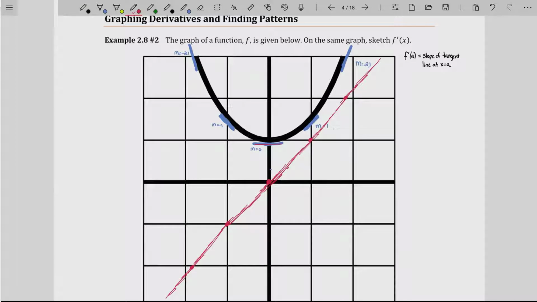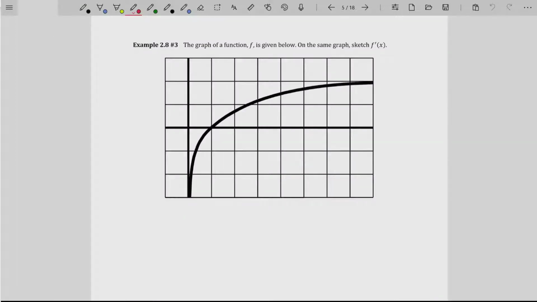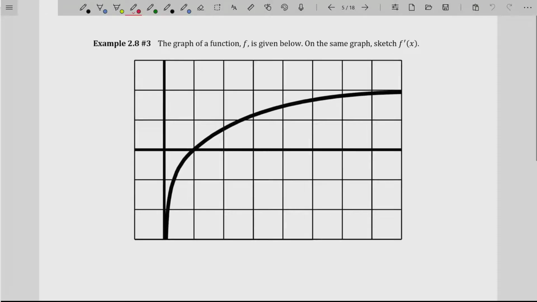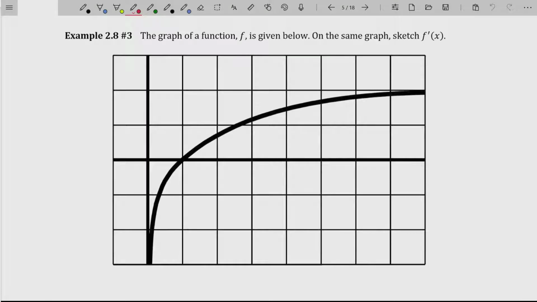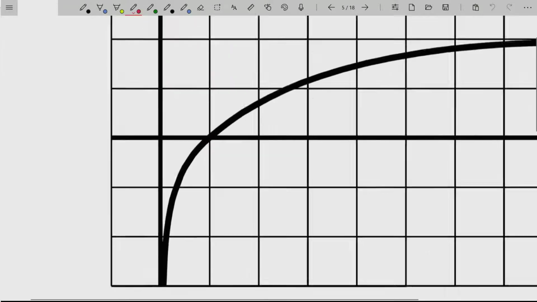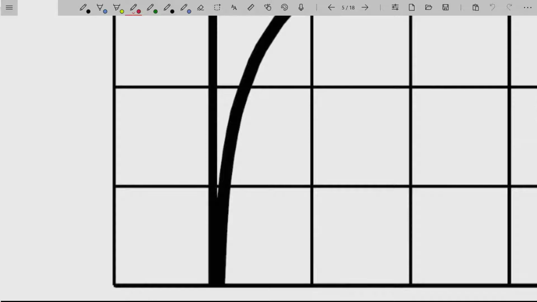So graphing derivatives, finding patterns. Let's go ahead and try another one. Now, what I mentioned about polynomials doesn't really apply for anything else. So here is a function. And if you know your functions, then you know this is the natural logarithm or the logarithmic function. And this will be more of a ballparky type thing as well. So again, we're going to go ahead and look at the slopes of this curve. We're just going to try to estimate them. So I'll do that in blue again.